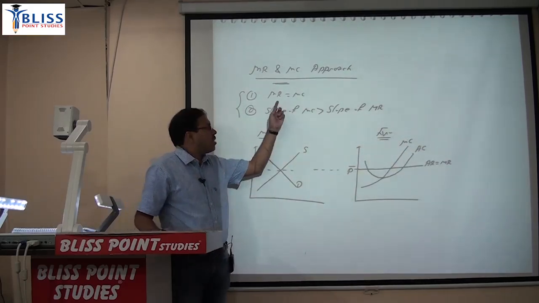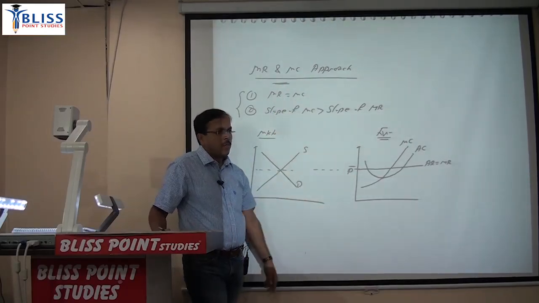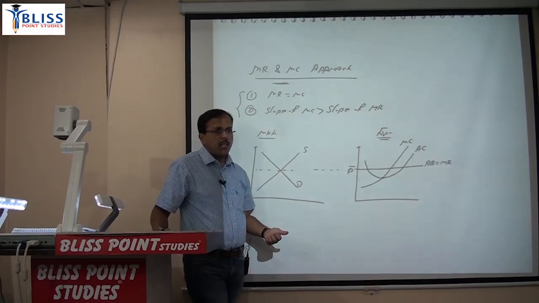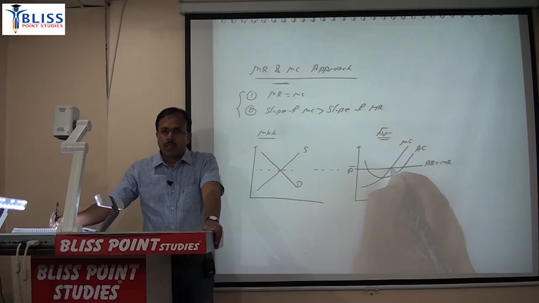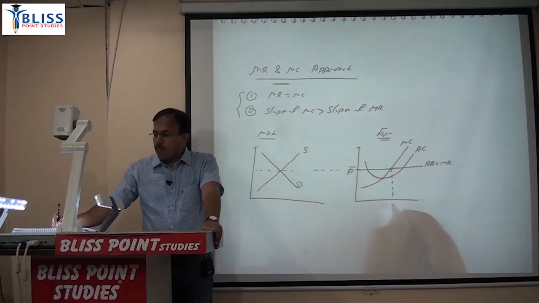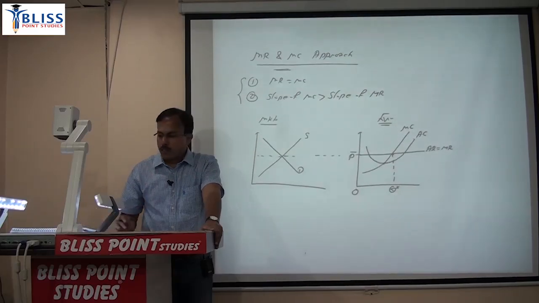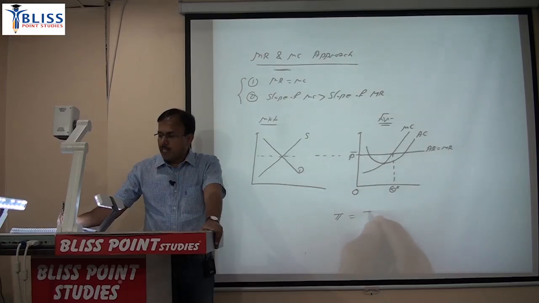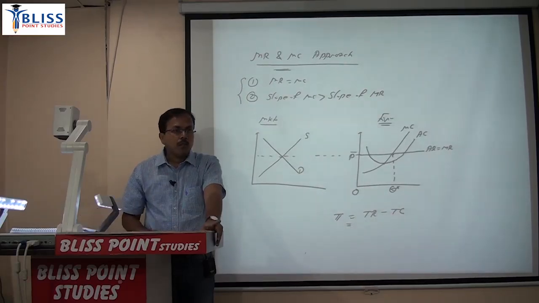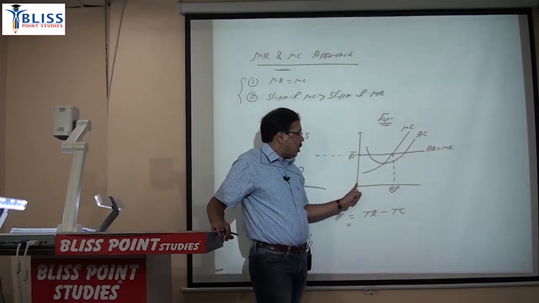So where is this condition satisfied? Graphically, where the intersection of MR and MC is. So MC and MR are intersecting at this quantity. So this is the profit maximizing quantity. Identify the area of profit. Remember, profit is nothing but TR minus TC. And how do you calculate TR? P into Q. So this is the price, this is the quantity. Multiply, then you will get this rectangle.